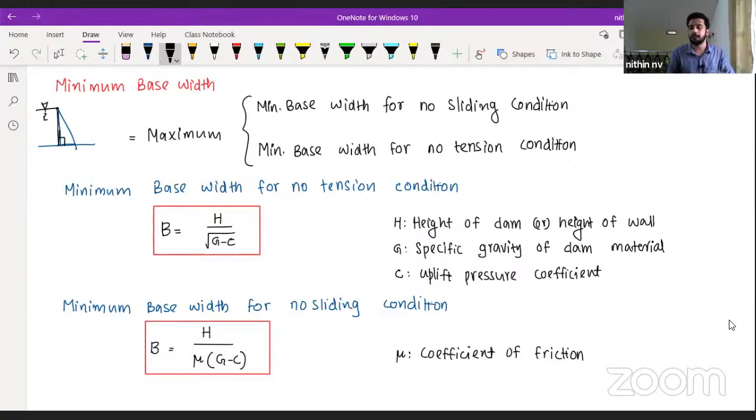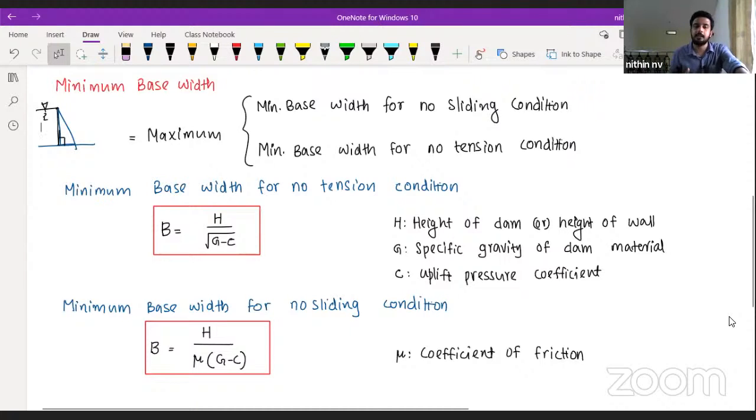Shape is right angled triangle, so that upstream face of the dam will be exactly vertical. Top width of the dam will be 0. The water level on the upstream side is completely full, means free board is 0. Downstream side there is no water. Understood? So these are the points you should remember for an elementary profile. And these are the equations to calculate the elementary profile base width, minimum base width.